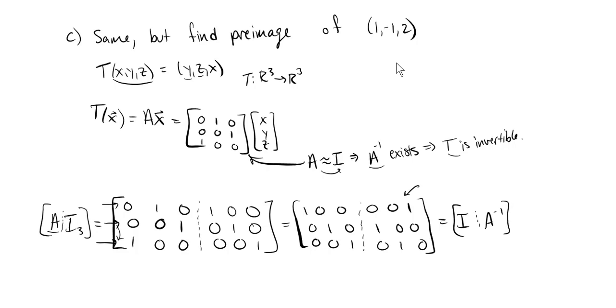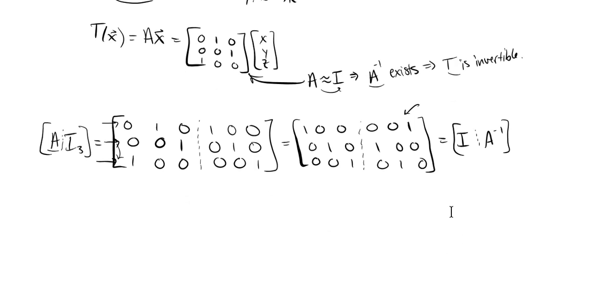I claim there's probably a quicker way to write that inverse down just by looking at what has been done to the identity to get to A. You can just undo that to get back to the identity. However you like to think about it is fine. This method certainly works that we just did. But now we know that T is invertible. We have now found the inverse.